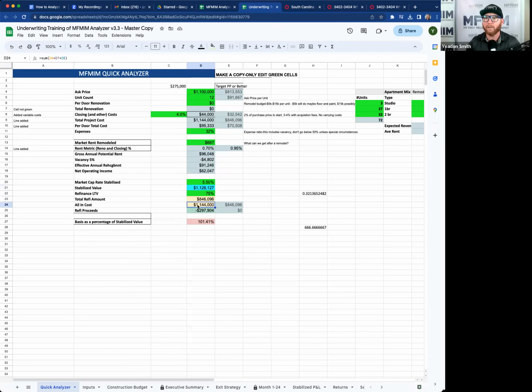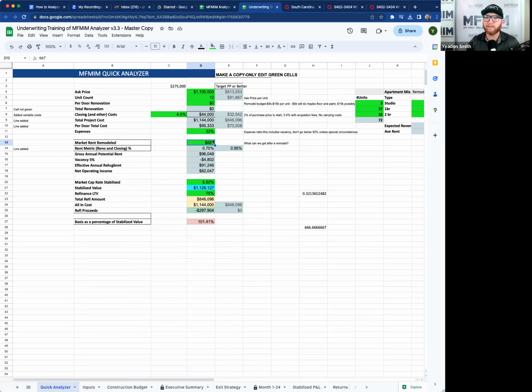And if we take our all-in costs, which are purchase and closing costs altogether, we are going to be in for 101% on this property. So out the gate, based on where the property is right now, we would be overpaying for this property. We don't have a way to make money unless there's a way that we can increase the market rent or get it at a lower price.